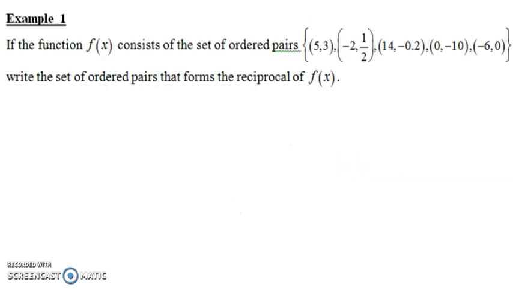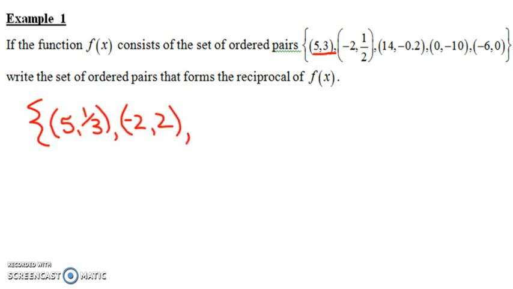So let's jump then to example 1 on your handout. For example 1, we have a bunch of ordered pairs, and now we want to make the ordered pairs of the reciprocal. Okay, so originally we have 5 and 3, so the reciprocal pair would be 5 and 1/3. Again, the y value is what's going to flip. For the next point, -2 and 1/2, we'd get -2 and 2 over 1, so 2.